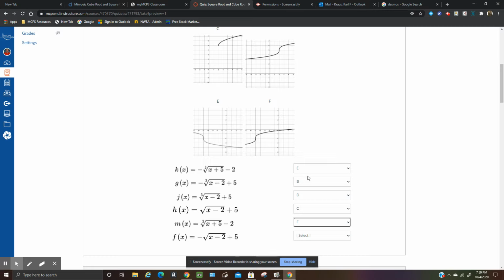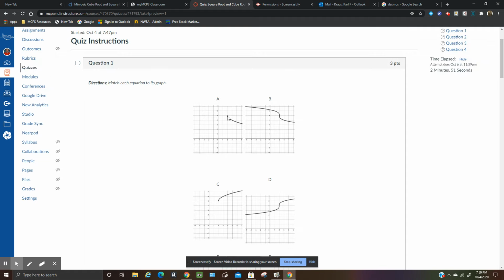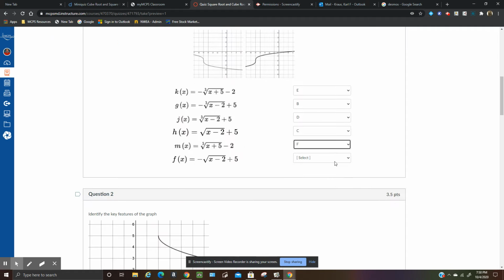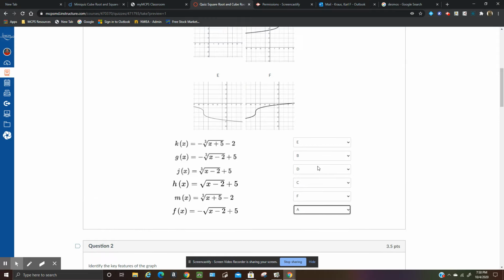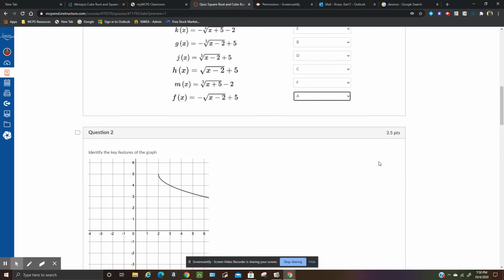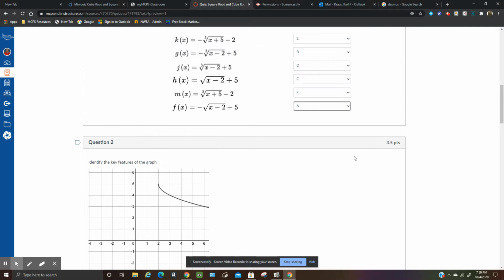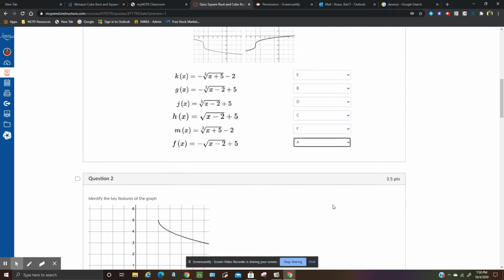If I look through the letters here, the only one I don't have is A. Let's check to see if that matches this equation. So it would be endpoint 2, 5, and reflected. That does match that one, so this one is A. I don't know if they shuffled the answers here or not, but if they did, make sure the equations match the ones I have on my screen, because I think they may have shuffled the questions on this. I didn't look at the characteristics of this quiz to see if they shuffled the answers or not.